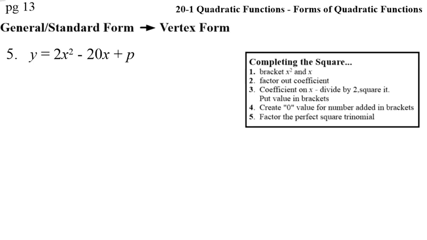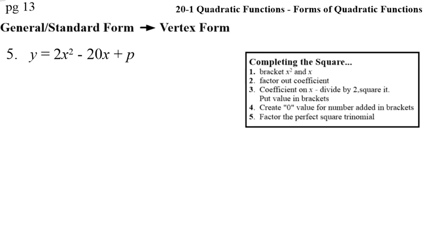Skip to question 5. Question 5 is a little unique because it's just a p on the end. We can use and follow this process and have variables in our equations. That's okay. This is not junior high math anymore. It's looking at different forms of this. So, same process. Give it a try, pause the video, and then we'll do it together.